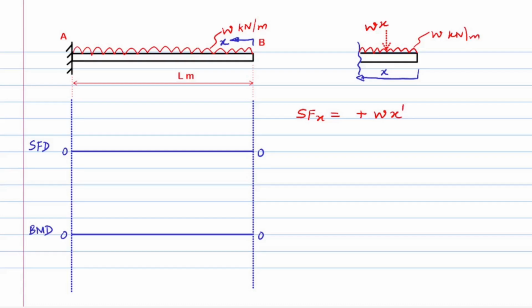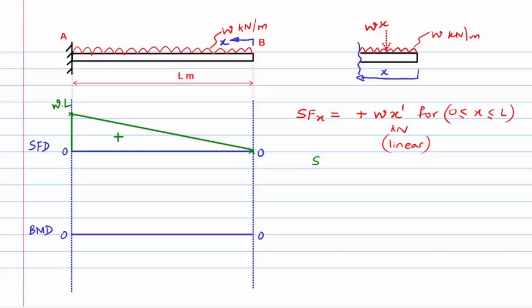We also write the range of x for which the shear force equation holds true, that is, x is greater than or equal to 0 and x is less than or equal to L. Let's apply the values of the range of x and plot the shear force diagram. If x equals 0, that is for point B, shear force equals W times 0, which is 0 kilonewtons. And if x equals L, the shear force equals positive W times L kilonewtons. We observe that the power of x in the shear force equation is 1, meaning that the shear force values vary linearly over the length of the beam. Hence, the locus of shear force over the length is an inclined straight line.